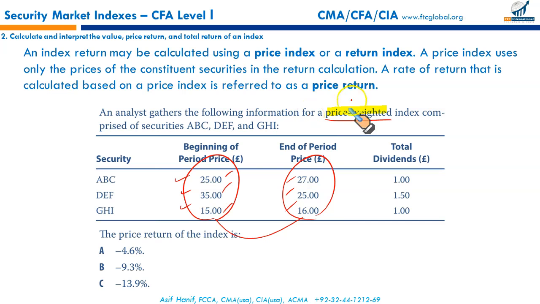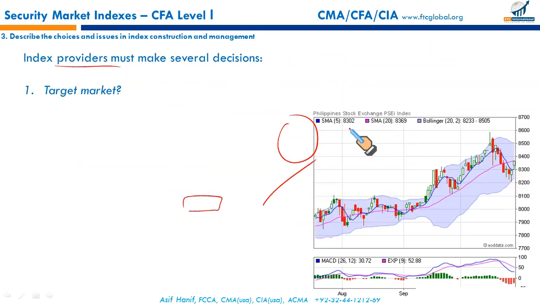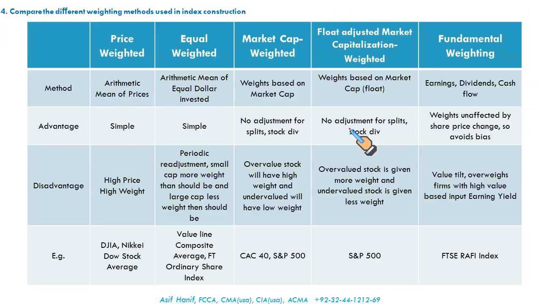So this is the first categorization we have here, price weighted. So the method is arithmetic means of prices, opening and closing. The difference will reveal the gain or loss over the period. Advantage, it is simple. Disadvantage is that the stock that has a high price will have a high weight.